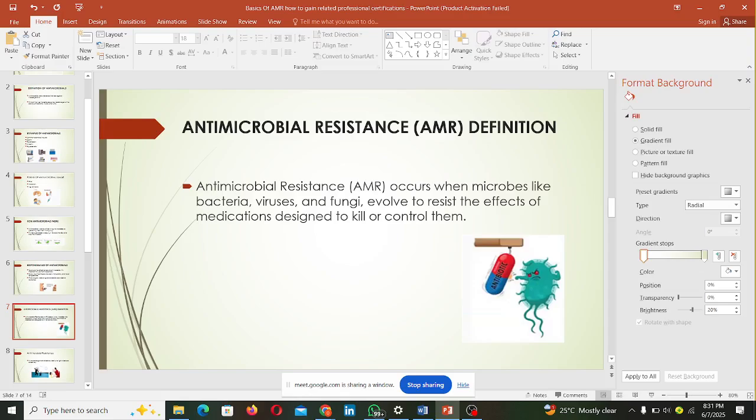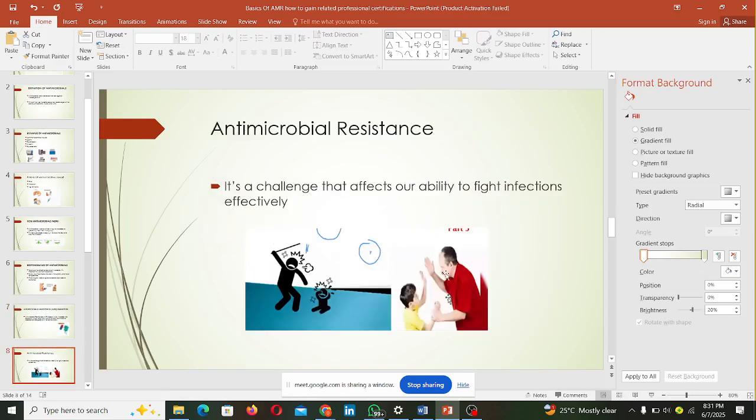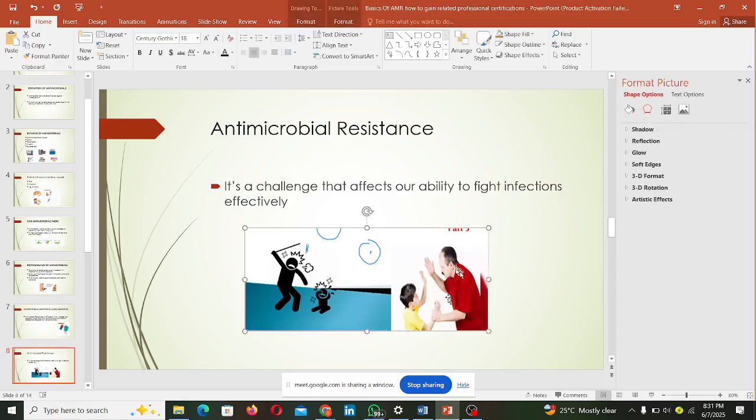So when they now evolve, when they change their shape, when they become rigid, the medications that are already designed to kill this particular bacteria won't kill it again, because it has already evolved and it's already causing antimicrobial resistance. Okay, this picture analyzes what antimicrobial resistance deals with. It's a challenge that affects our ability to fight infections effectively.